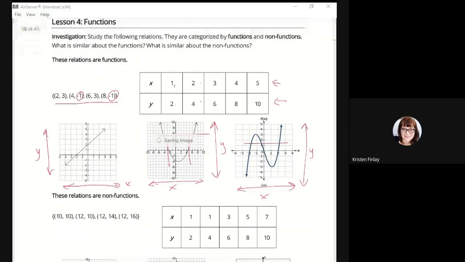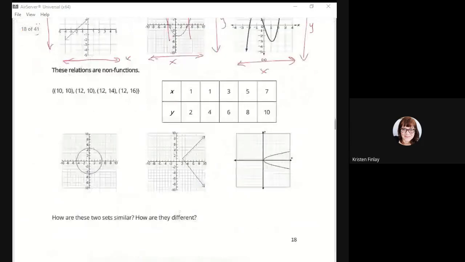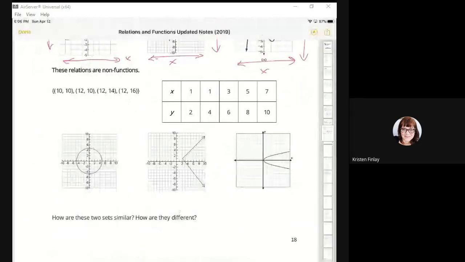My non-functions, however, what I can notice is that I might have repetition in my x values. Notice that there and there, I have two different possible values for the x value 1, two different possible values for the x value of 12. Here, for my x value of -2, I have two possible y values, similar here and here, and here and here.